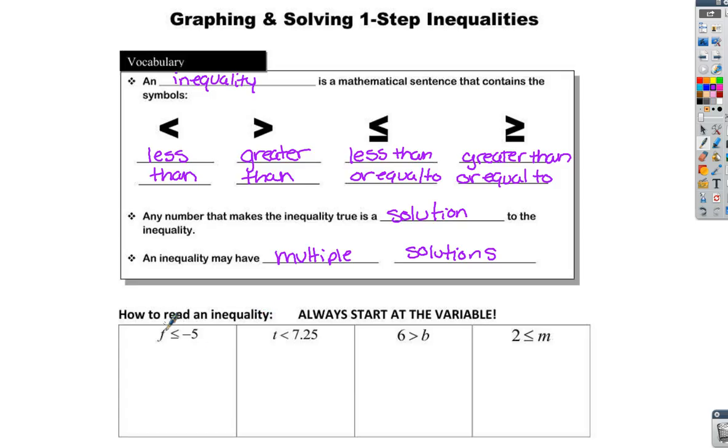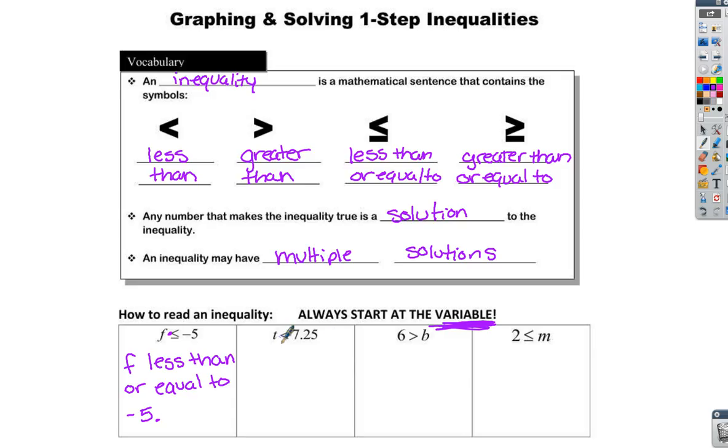So, how to read an inequality. We talked about this last class, but let's review a little bit. We need to remember we always start with that variable first. So, our variable is f. And we need to think about what side of our inequality sign is touching our f. So, the small side or the little side, so it'll be less than. F is less than, and we have that line underneath, so it's less than or equal to -5.